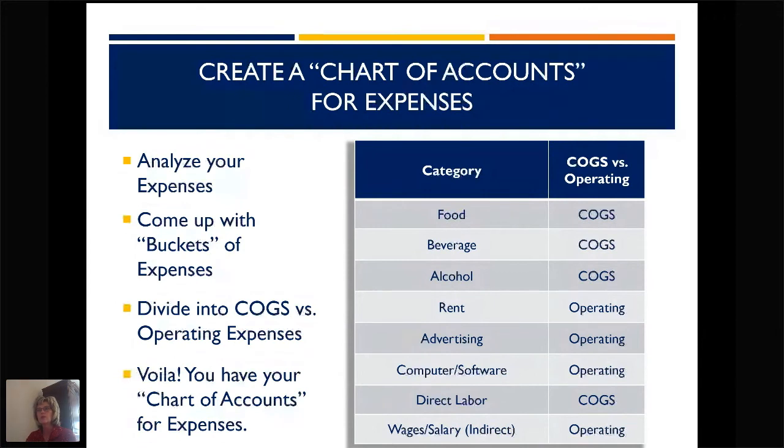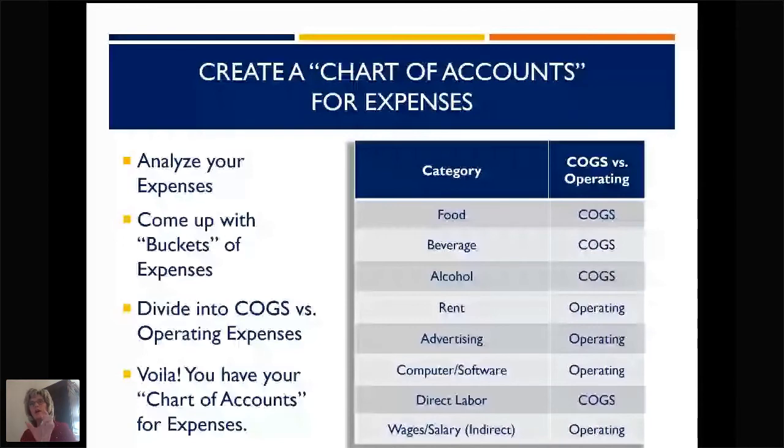So after we've organized those expenses, we figure out, okay, what's cost of goods sold? Food, beverage, alcohol, if you're running a restaurant. Rent, advertising, software, those are all going to be operating expenses. Direct labor, again, cost to produce lemonade for a lemonade stand, that's going to be cost of goods sold. But once you have these things together, it's your chart of accounts. So it's really not rocket science. We don't want you to overthink this, but this is just a really good start. Now, here's the other thing.